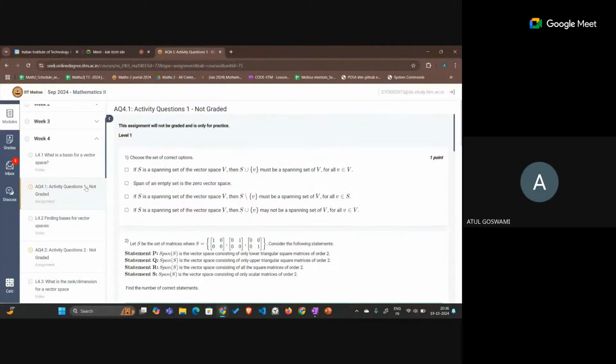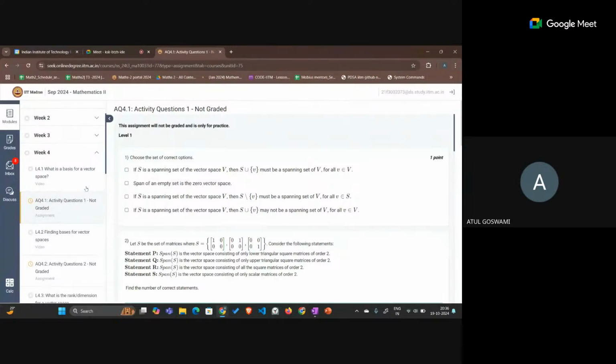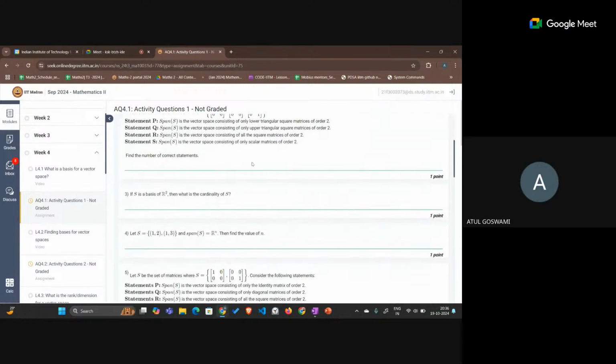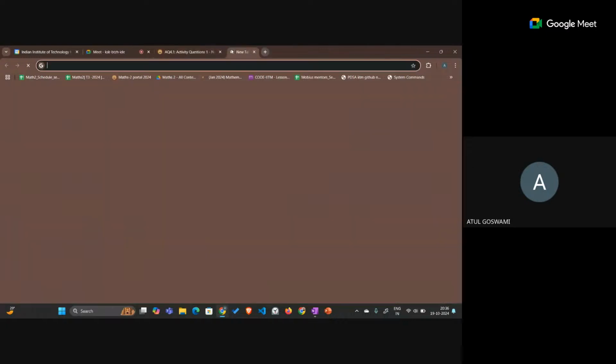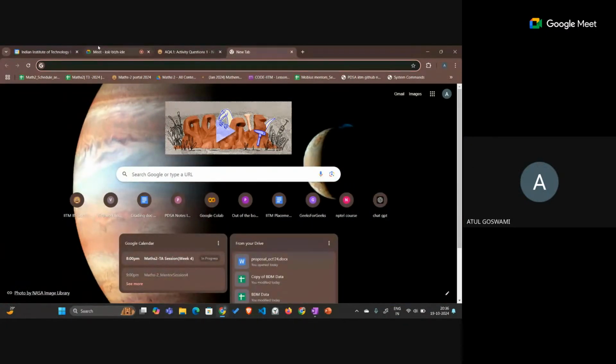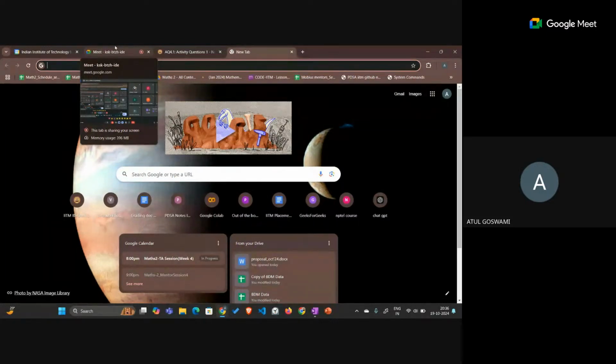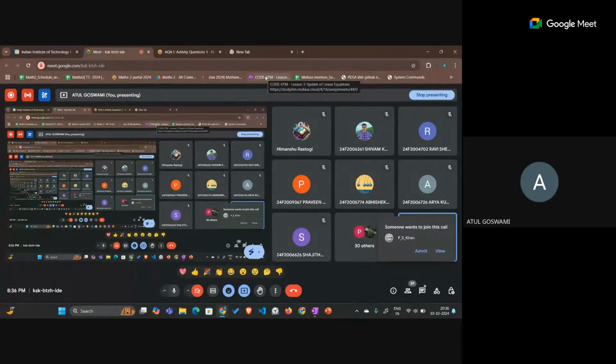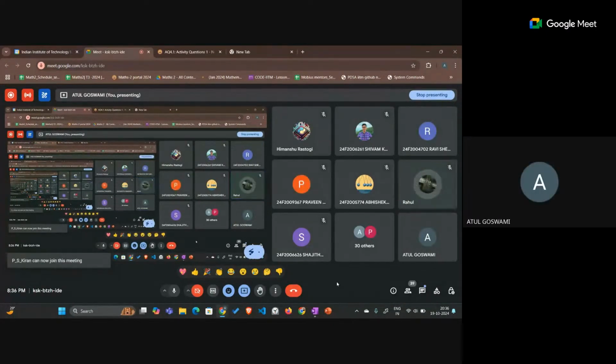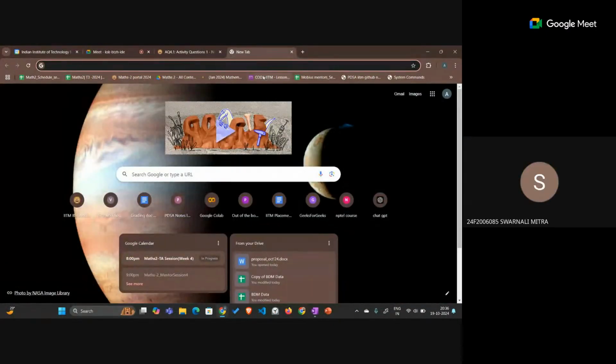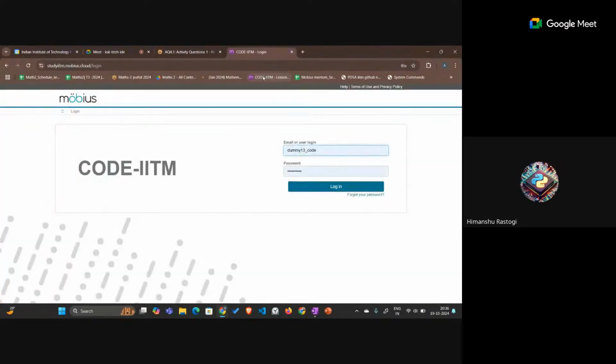So now we can solve the questions. Before going to the activities, I just want to say if you have already solved these activities, then we can do something different, like Mobius. Do you guys have access to this Mobius platform? All of you? No, sir. It is only available for those who have taken the mentorship. Oh, okay.